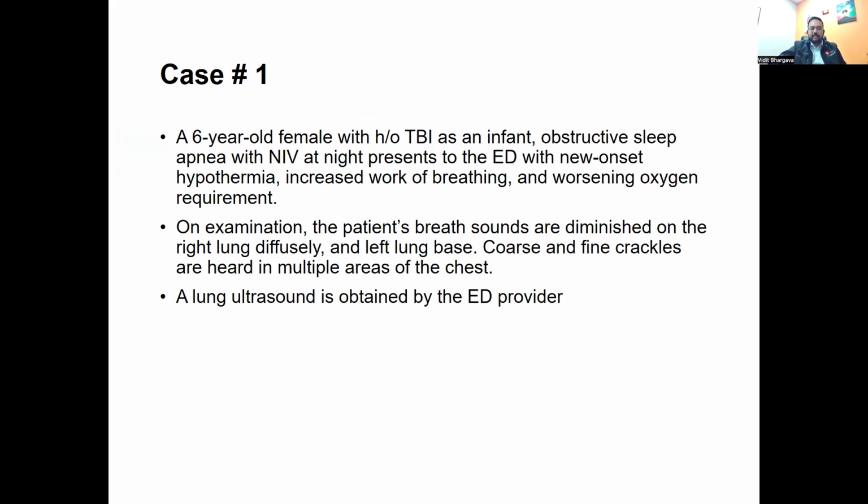The first one is a 6-year-old female with a history of traumatic brain injury as an infant. Additional history includes obstructive sleep apnea with a non-invasive ventilator at night. She presents to the ED with new onset hypothermia, increased work of breathing, and worsening oxygen requirement. On examination, her breath sounds are diminished on the right lung diffusely and the left lung base. Coarse and fine crackles are heard in multiple areas of the chest. The ED provider then obtains some lung images.